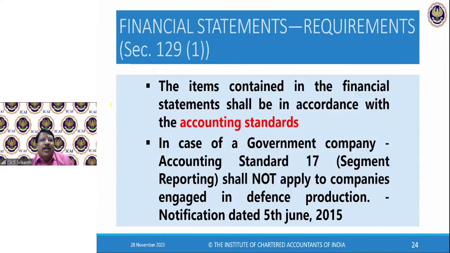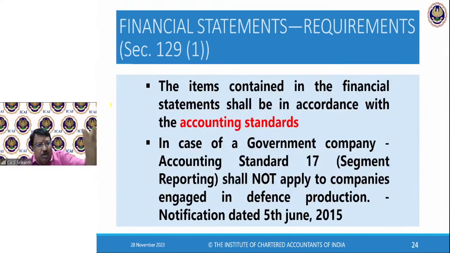They say the items contained in the financial statements shall be in accordance with the accounting standards. Now, only one exception, they say the government company need not comply with accounting standard 17, provided such government company is engaged in defense production. So only those government companies which are engaged in defense production are exempt from segment reporting. Obvious reasons now. This will be information for our enemy countries.